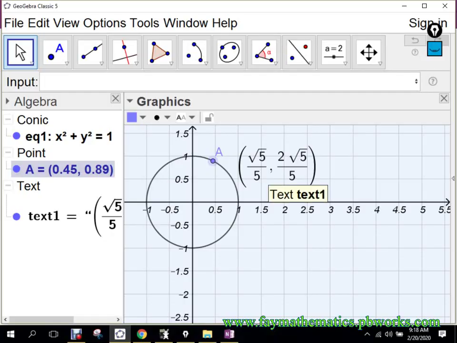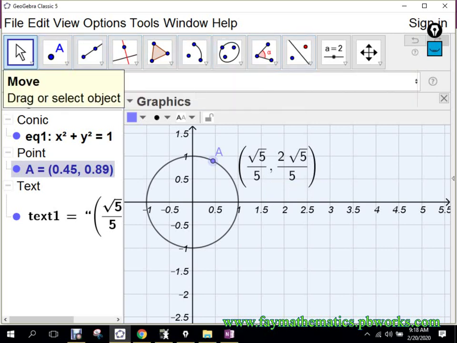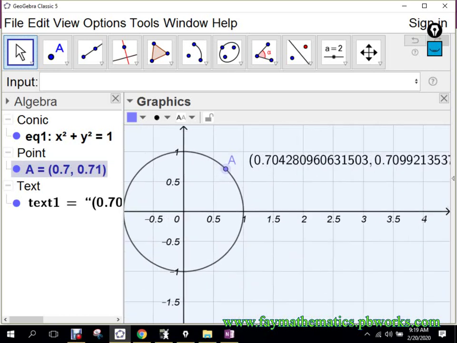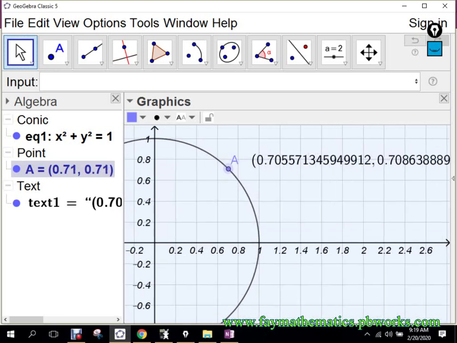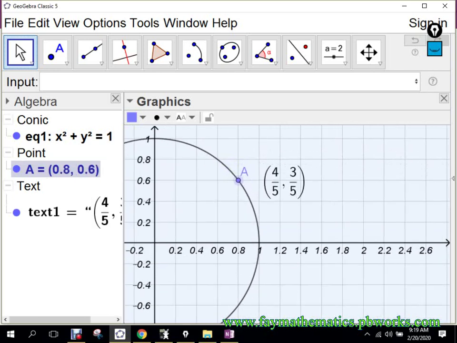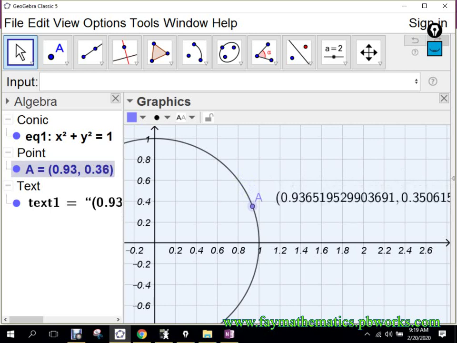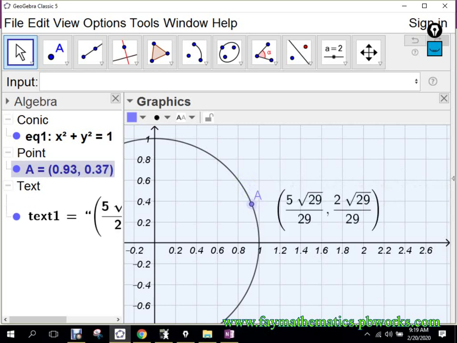All right, so there's an angle attached to that A that is going to produce that ordered pair radical 5 over 5, comma 2 radical 5 over 5. So that's not going to be one of the initial ones. The initial ones are going to be more like, let's see if we can find, kind of slow down here a little bit, zoom in maybe. Oh, okay. That's not one we're going to be able to find right away. That one's not one either.